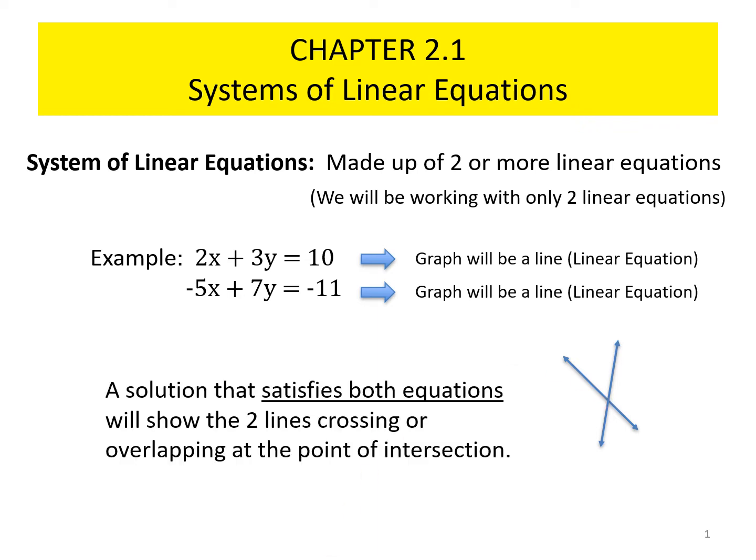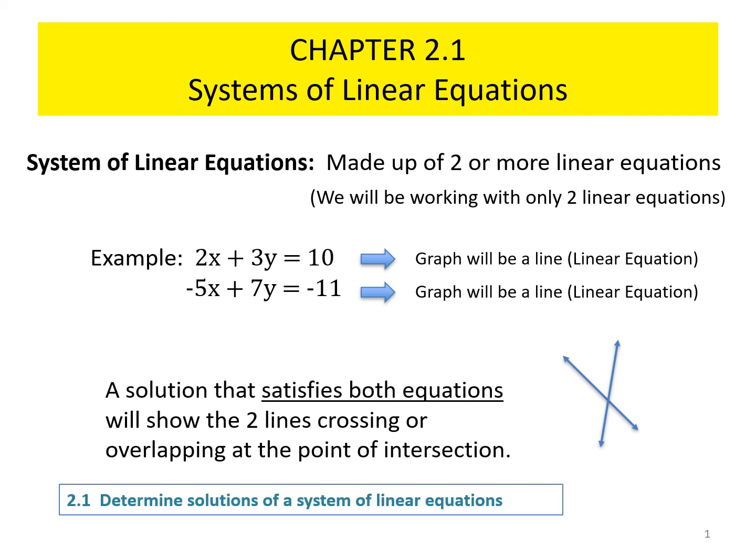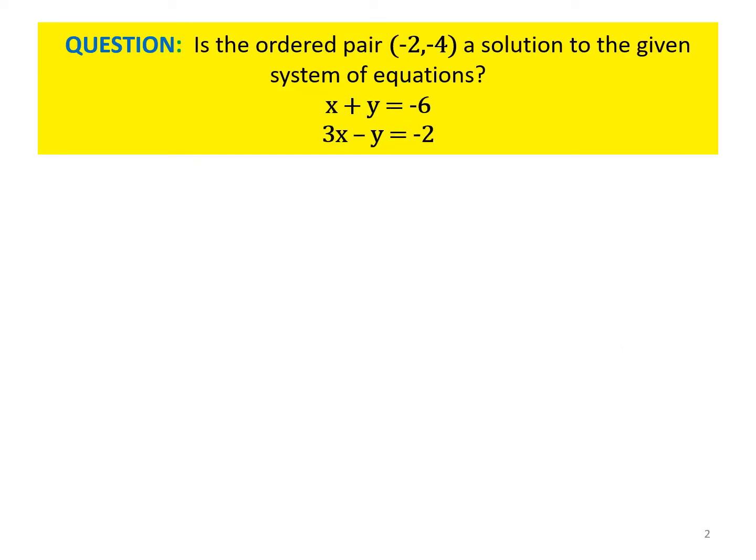And so we say a solution that satisfies both of those equations will show two lines crossing or overlapping at that one point of intersection. And in section 2.1, we're going to determine the solutions of the system of linear equations. I'm going to be going over the question quickly, just so you can understand the concept of what we're doing. After this, you should go and watch the other videos that have example problems in them.